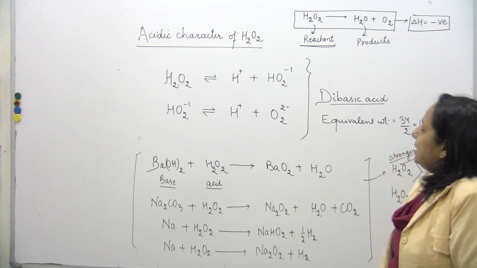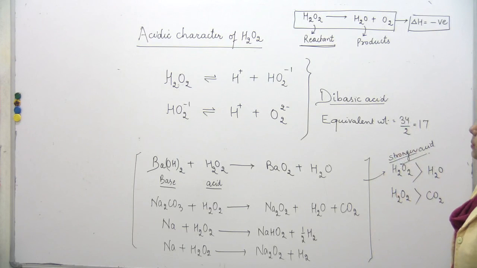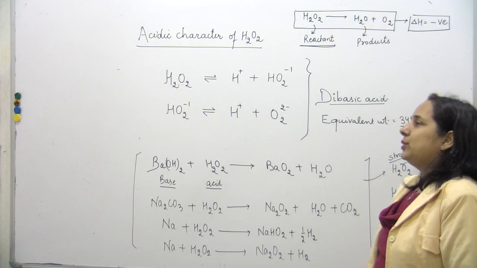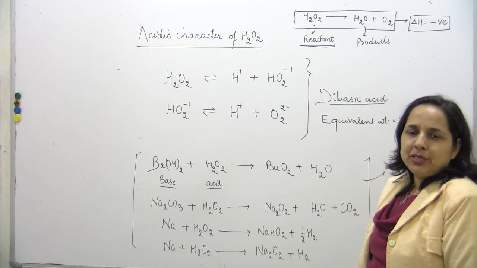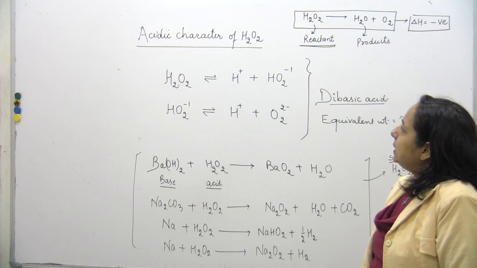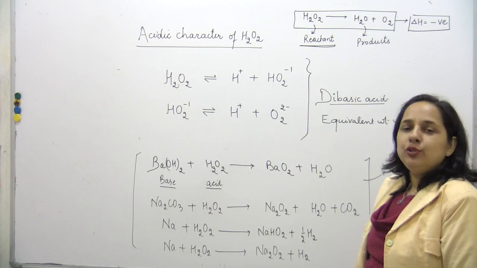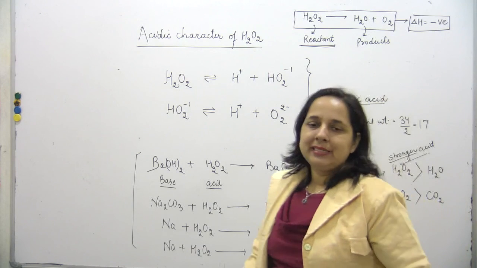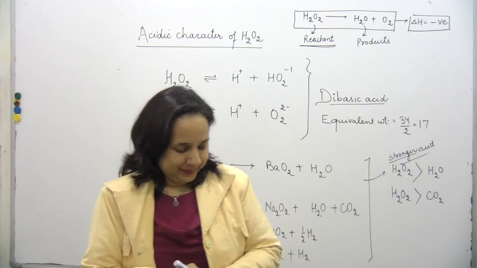That's all about the acidic character of H2O2. We are finished with the topic acidic character of hydrogen peroxide. That's all for today's topic. We'll continue with the oxidizing and reducing properties of hydrogen peroxide in the next class. Thank you.